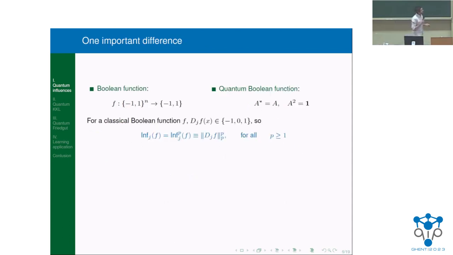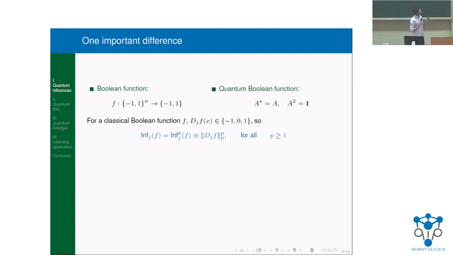Okay, so now a Boolean function is simply a function that takes values in {-1, 1}. One way to extend this to the quantum case would be to further impose that the operator only takes eigenvalues -1 and 1. And to do this, you just have to impose that it's self-adjoint and that it squares to the identity matrix.